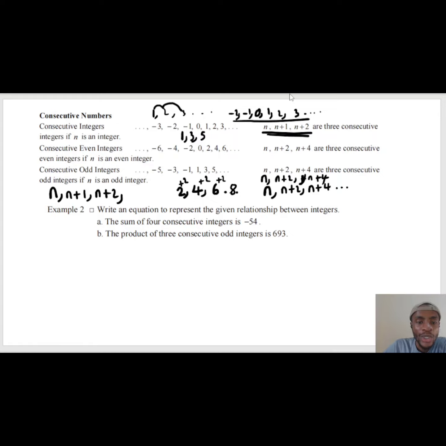It says write an equation to represent the given relationship between integers. So the first one, the sum of 4 consecutive integers. So they didn't tell us whether it is even or odd. They said integers, so combine all of them. So let's say the first one is what? X. The second one will be what? X plus 1. The third one will be what? X plus 2. And the fourth one what? X plus what? 3. So they said 4 of them is equal to what? Minus 54. That's all.